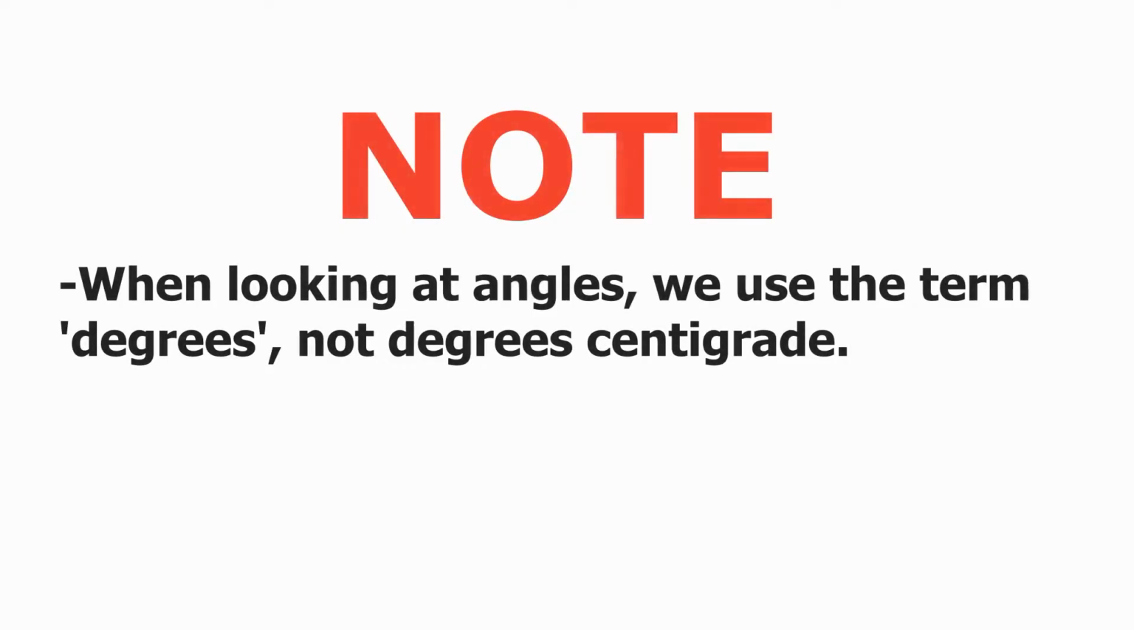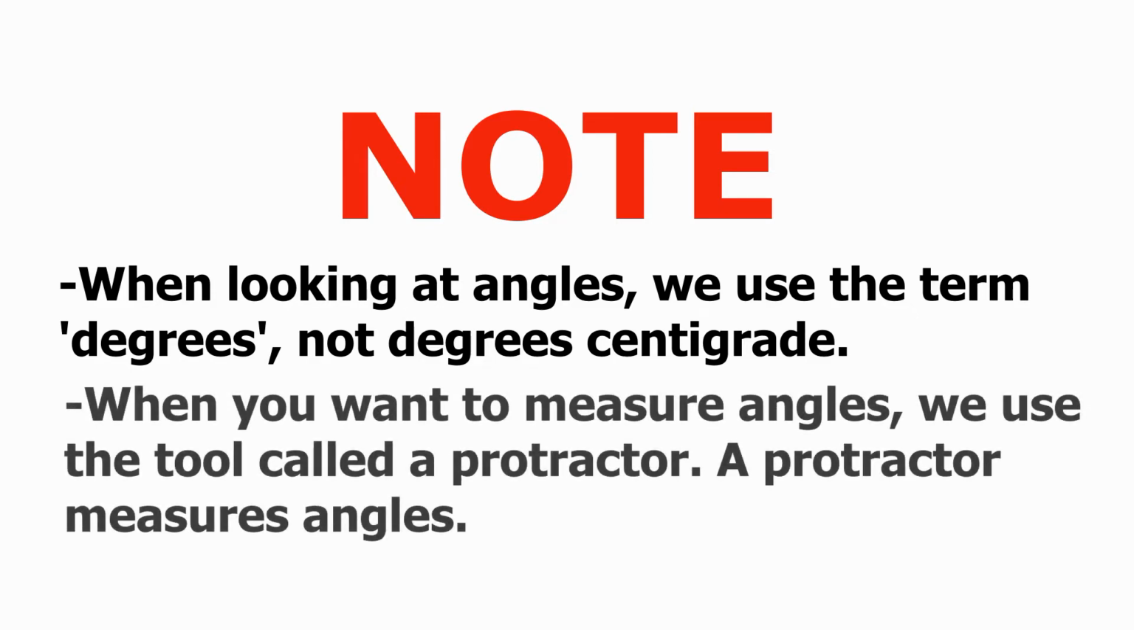Now, before we can start doing anything on angles, we need to look at this note for those that did not watch the angles video. Remember, if we're looking at angles, we use degrees, which is a small circle beside the number. We don't use degrees Celsius or degrees centigrade, just degrees. And to measure angles, we use a protractor. A protractor is used for measuring angles.